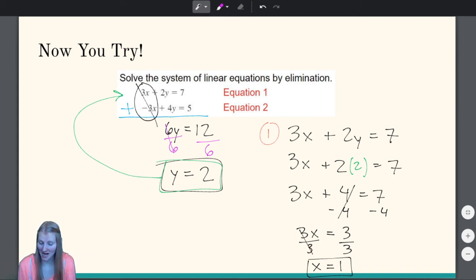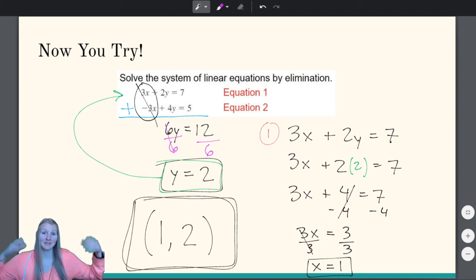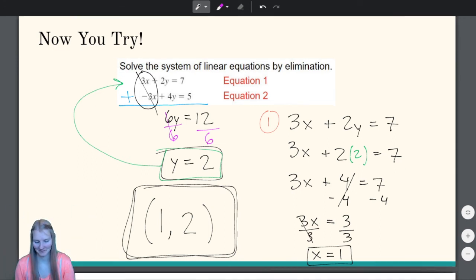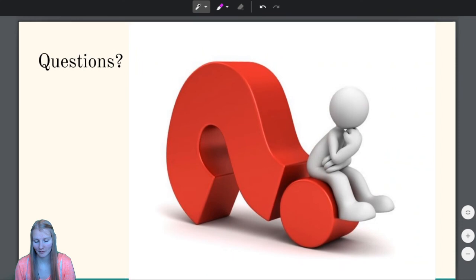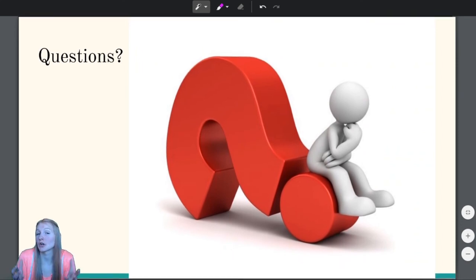Ta-da! I have x, I have y, so I can write this as 1, 2, x, y, and we are done. Yay. Okay. That is what I have for you today, just an introduction to elimination. We're going to add step 1, make it a little bit harder in the next video, so stay tuned for that, of course. And now you know what time it is.